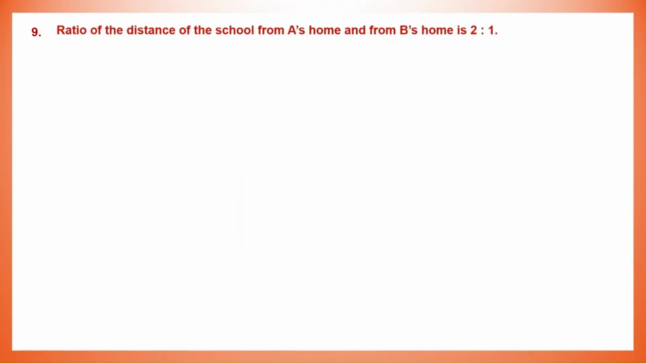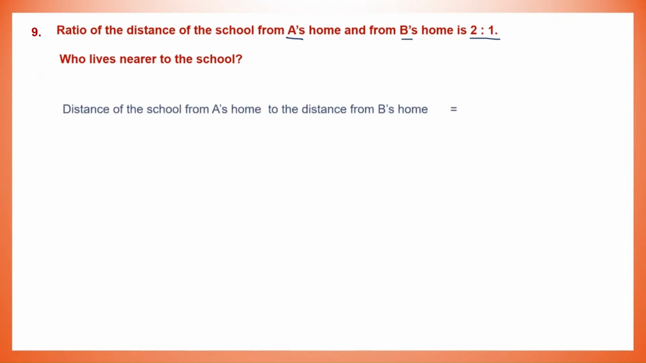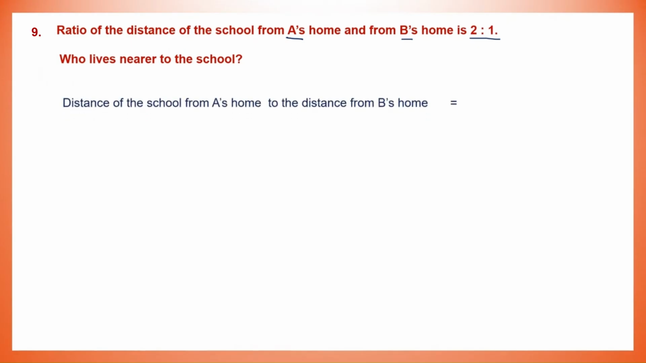Ratio of the distance of the school from A's home. So we have one person called A. So the distance from A's home and from B's home is 2:1. So we have two people and we are talking about the distance of the school from their houses. And the ratio is 2:1. Now the question is, who lives nearer to the school? Okay, now let's start. Distance of the school from A's home to the distance from B's home is given to us as 2:1.